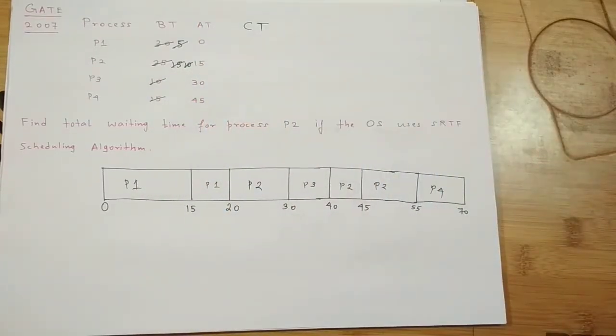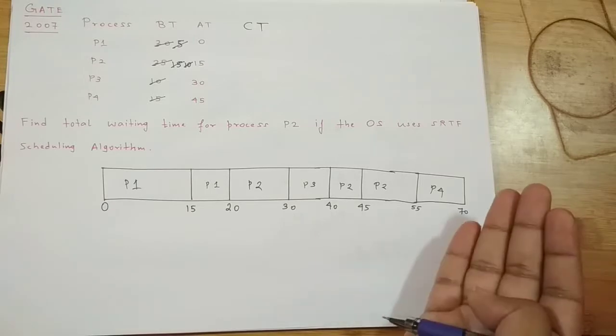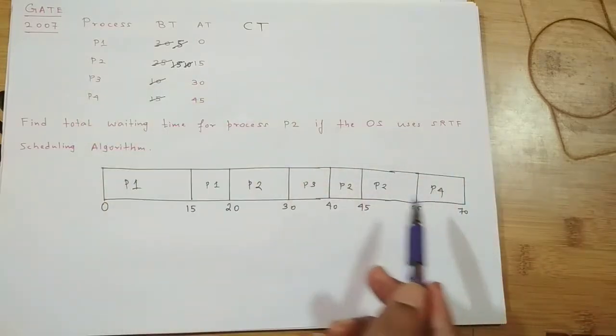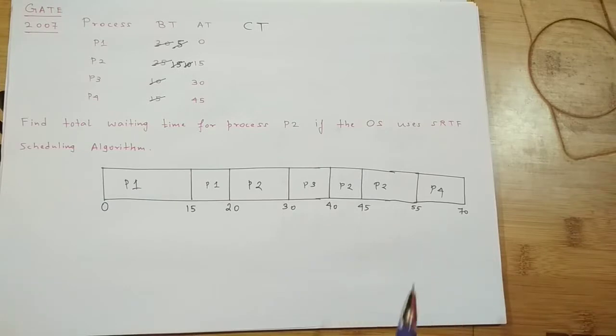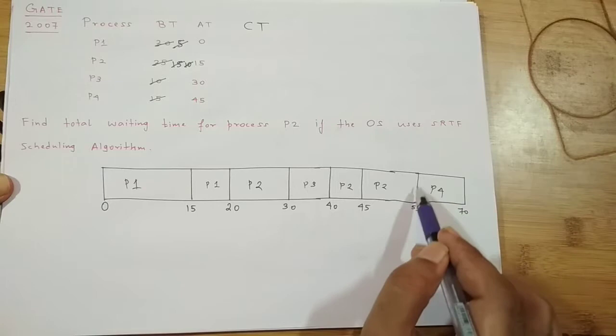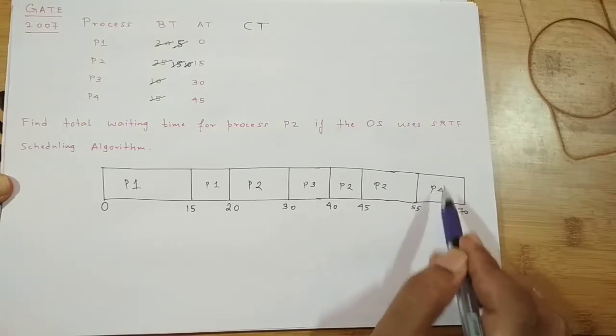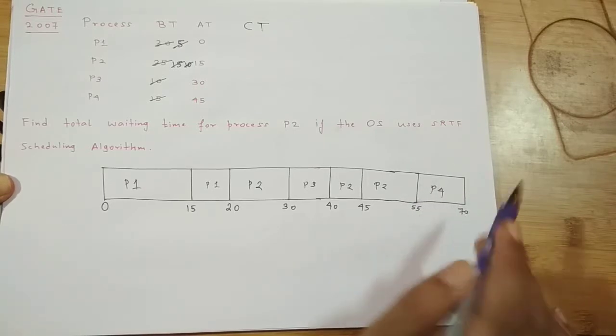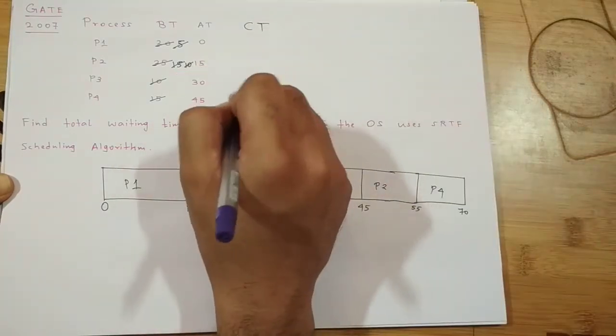Now, in order to find the completion time of preemptive scheduling algorithms, always scan the Gantt chart from right to left. And on the first occurrence of a process time slot, take the ending time interval of that time slot. So let's see how it happens. I'm scanning from right to left. This is the first time I'm encountering a slot for P4. And what is the ending time of that slot? 70. So the completion time of P4 is 70.